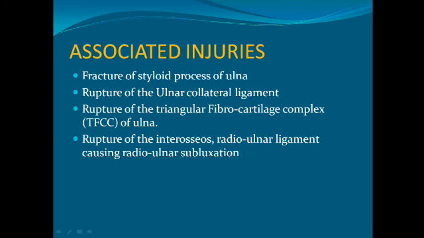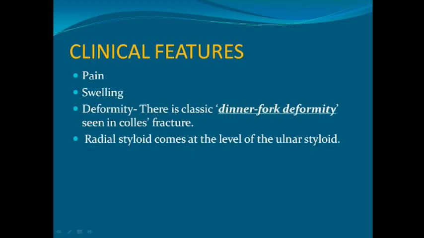So what can be other associated injuries in Colles fracture? There may be fracture of styloid process of ulna, there may be rupture of ulnar collateral ligament, there may be TFCC rupture, there may be rupture of interosseous or radioulnar ligament causing radioulnar subluxation. So these are associated injuries which can happen.